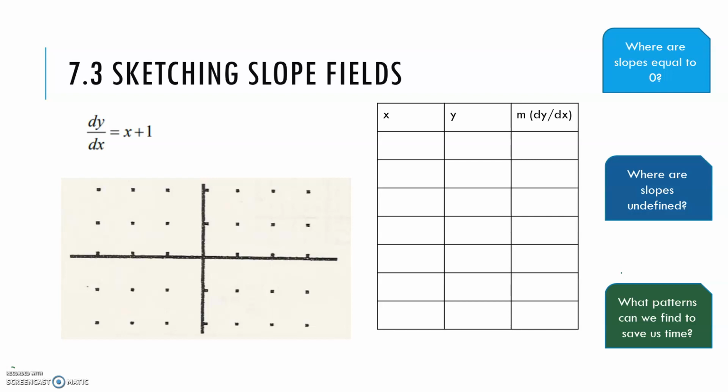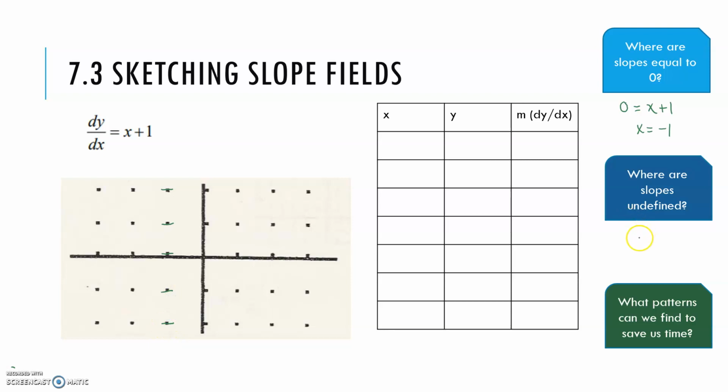And some questions that are helpful to ask yourself as you're sketching a slope field: it is sometimes helpful to figure out where would the slopes be equal to 0. So you can set your differential equation equal to 0, and the slopes are going to be equal to 0 for this differential equation if x is equal to -1. So that means anytime my x-coordinate is -1, I can draw a little horizontal line segment because my slope is going to be 0 for those points.